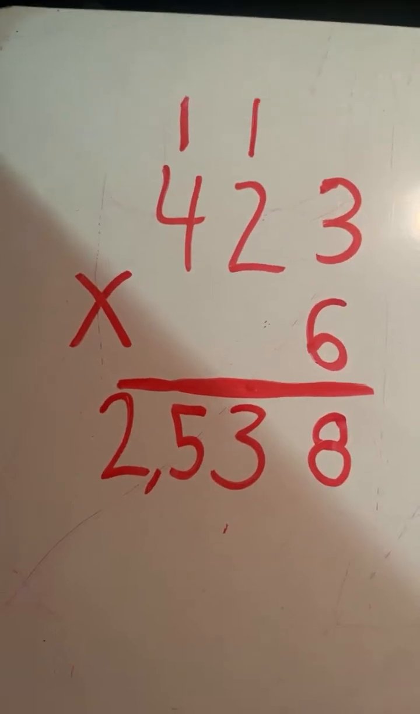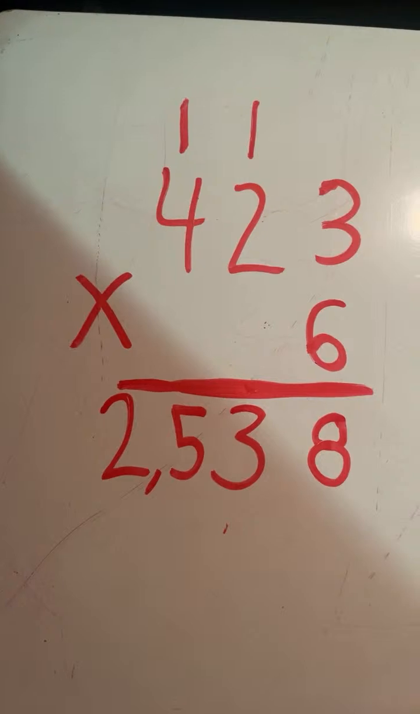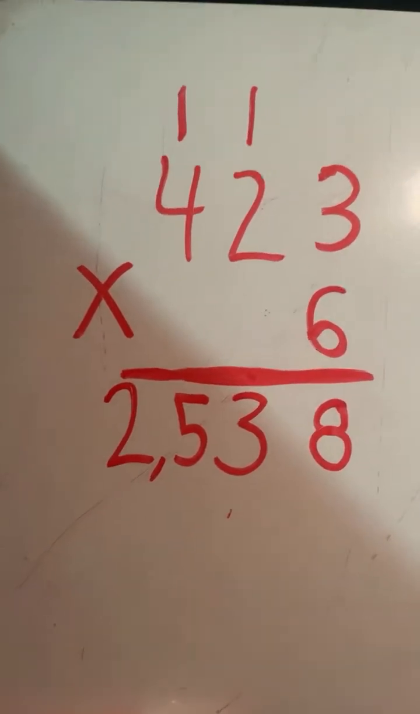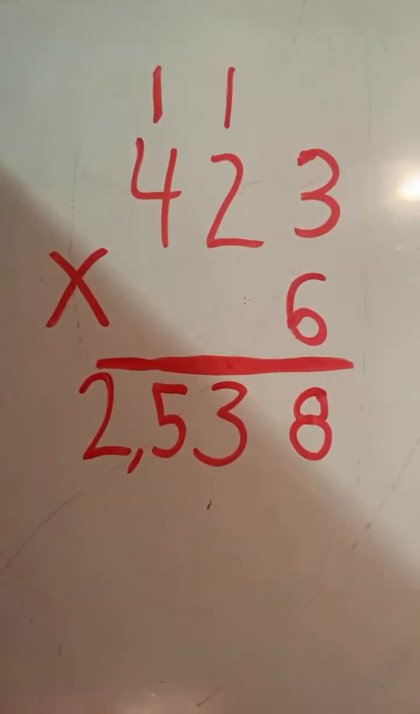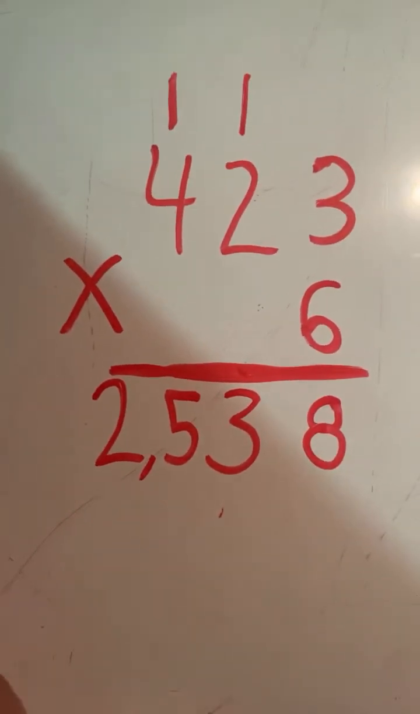And we have our final answer. 423 times 6 equals 2,538.